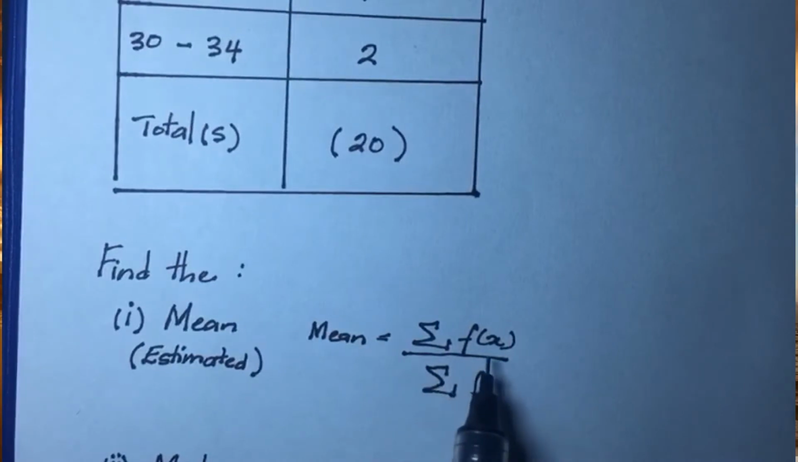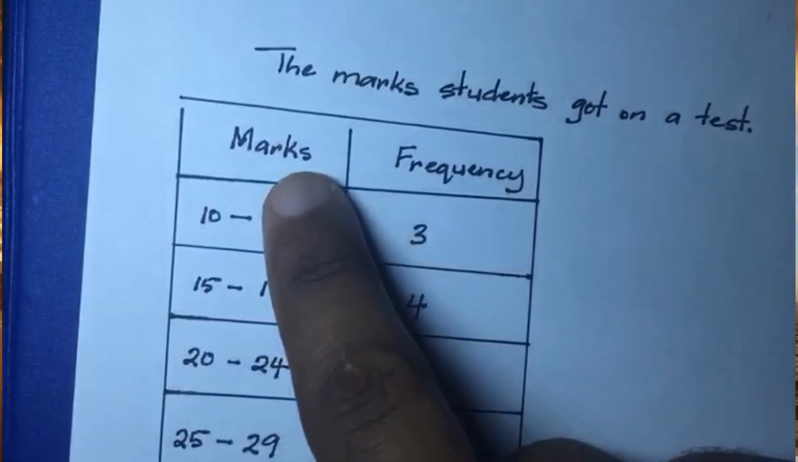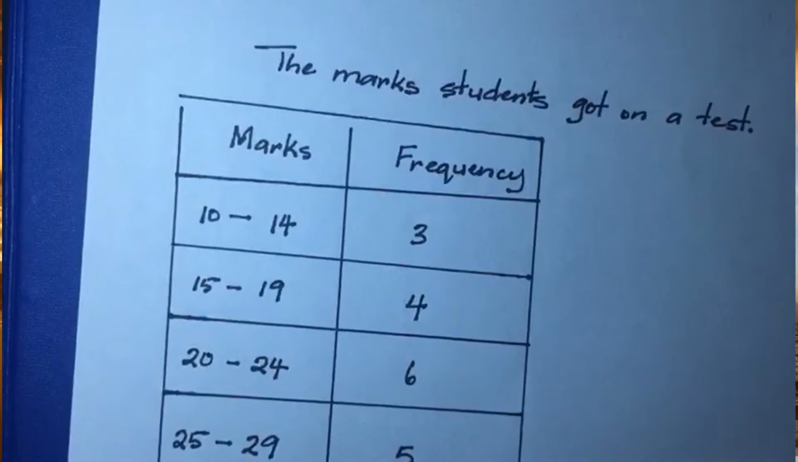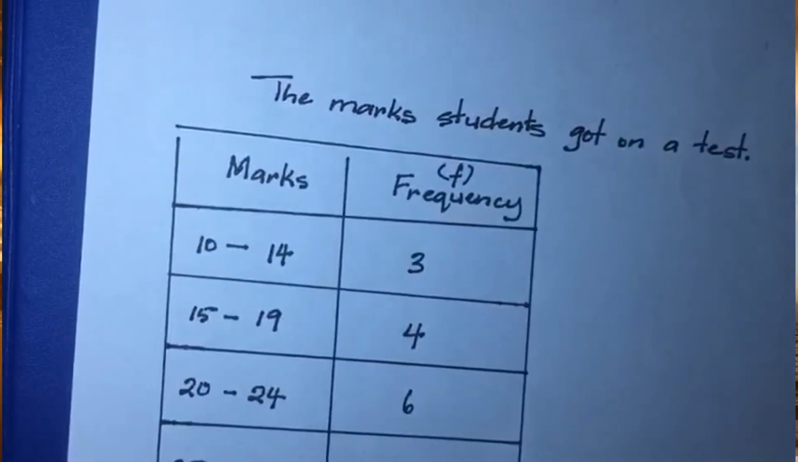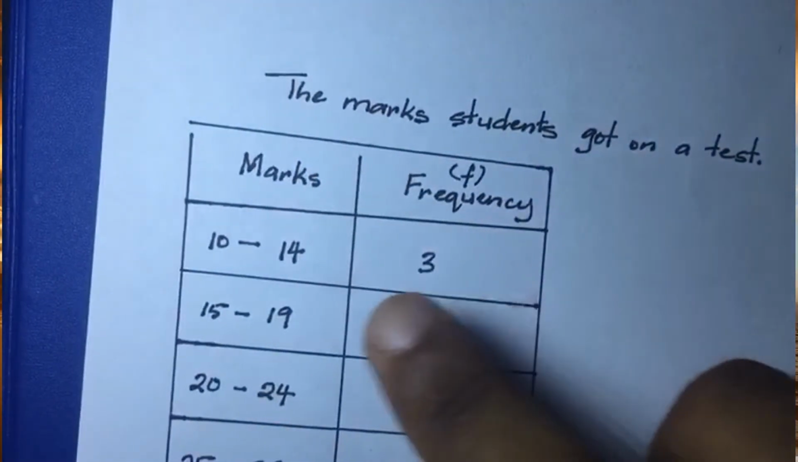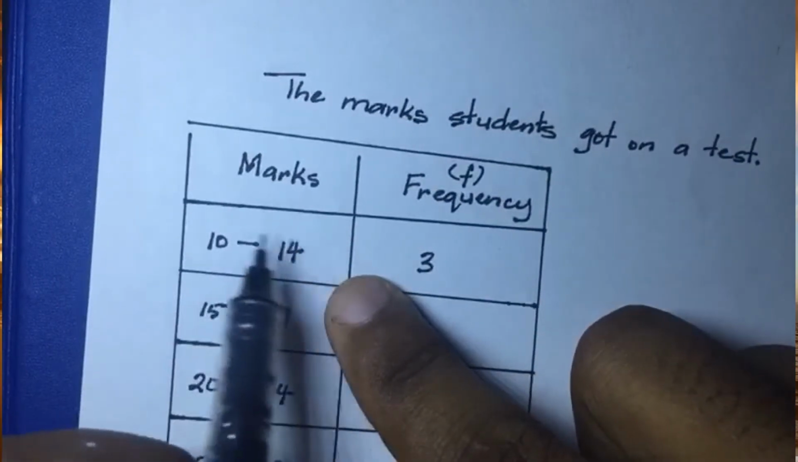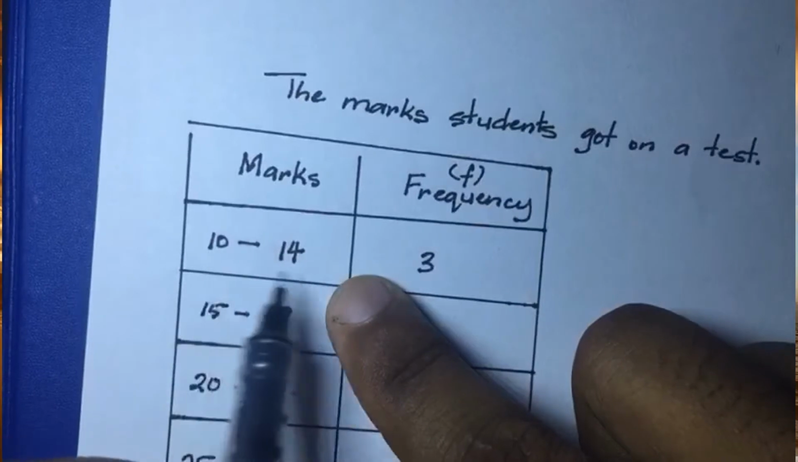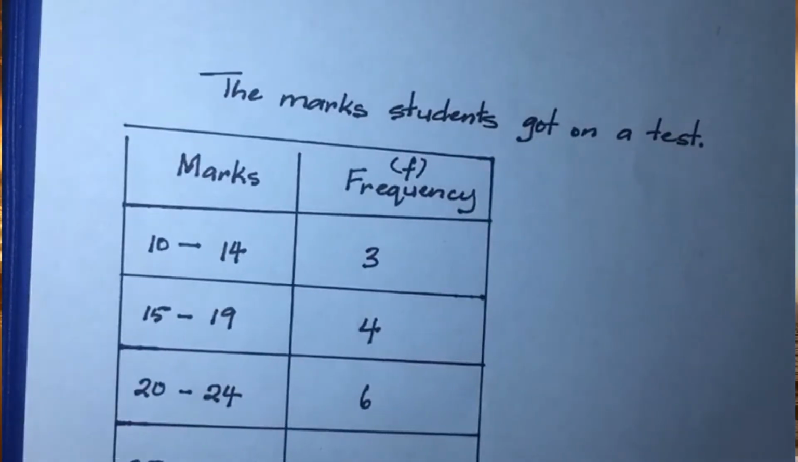The sum of f x divided by the sum of f. But when you look at the table, we only have our marks and our frequency. Well, we know that our frequency is f. I now need to calculate an estimate of the marks. So I need one value that can represent all the data that could possibly fall in this class interval. To do so, we can create another column and call it the midpoint.